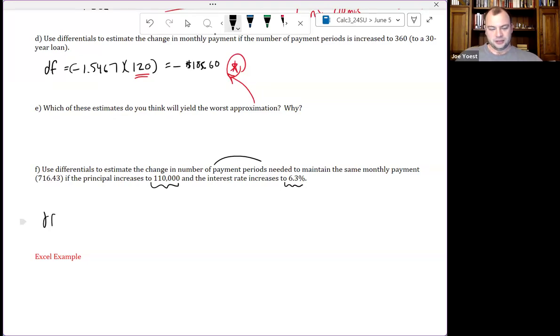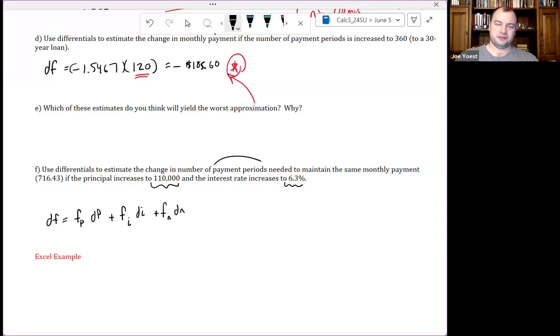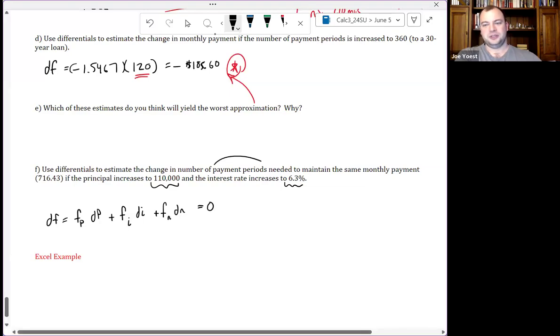So again, I have df equals, I'm just going to say fp dp plus fi di plus fn dn. A much nicer way to write it, but again, we have to be very careful to remember that fp, fi, and fn are numbers. Those are the partials evaluated at 100,000, 6%, 240. And I want to set this equal to 0. I want the change in the monthly payment to be 0.